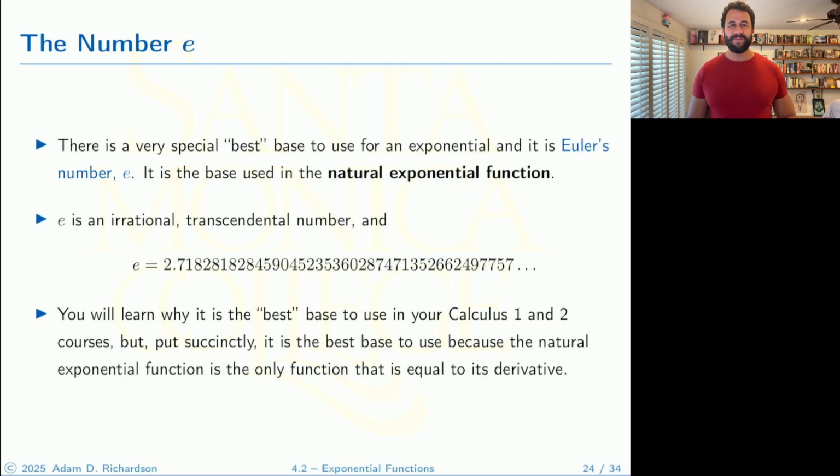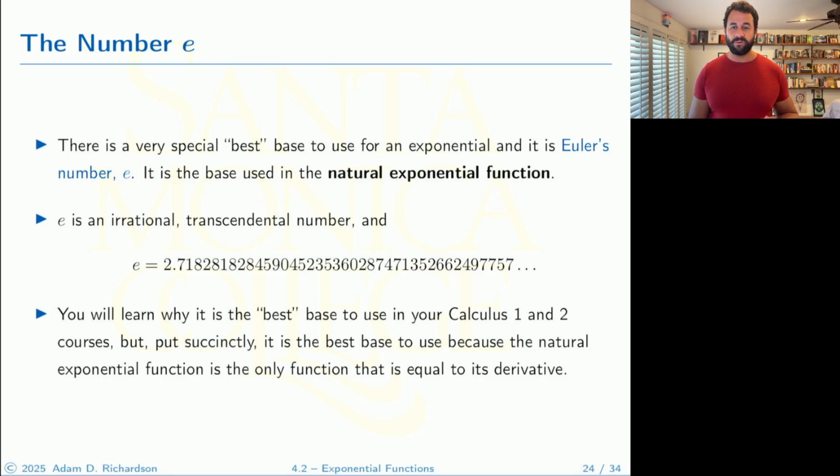Now, why am I calling it the best base? You'll learn more about that in Calc 1 and Calc 2, but put succinctly, it's the best base to use because the natural exponential function is the only function that's equal to its derivative. That won't make sense yet, but it will make sense when you get to calculus 1, and you will prove it in calculus 1 or 2, all right? But just know that there is a best base to use, and that best base is e, okay?